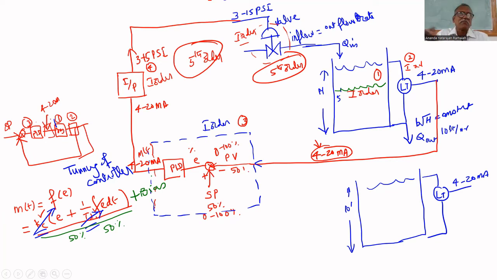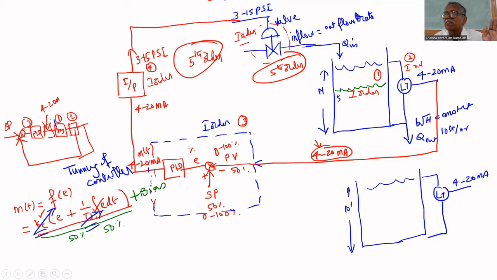The valve is open to 50% means it may settle at 55% or 45%. The valve is opened how much? 50%. 50% means what is the current signal? 12 milliamps. What is the pneumatic signal? 9 psi. The middle value is 9 psi or 12 milliamps. If we give that, the valve will be open to 50%.